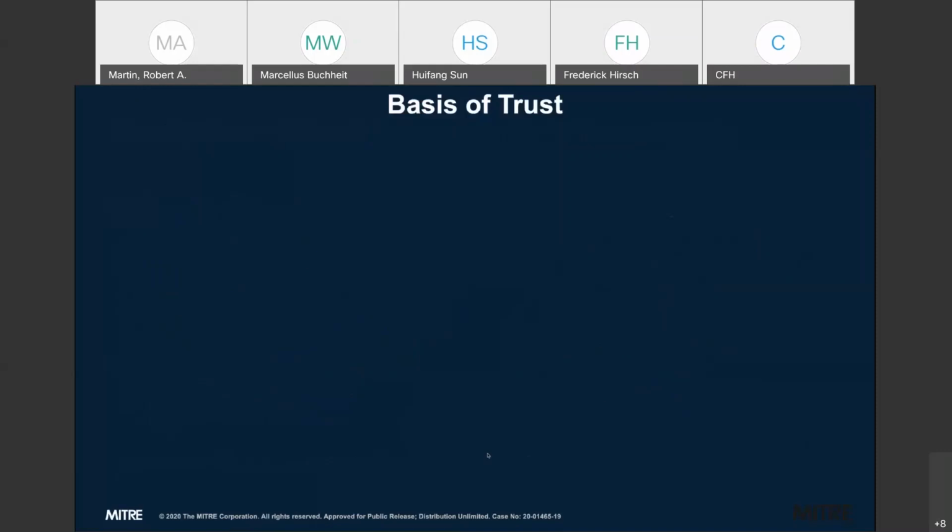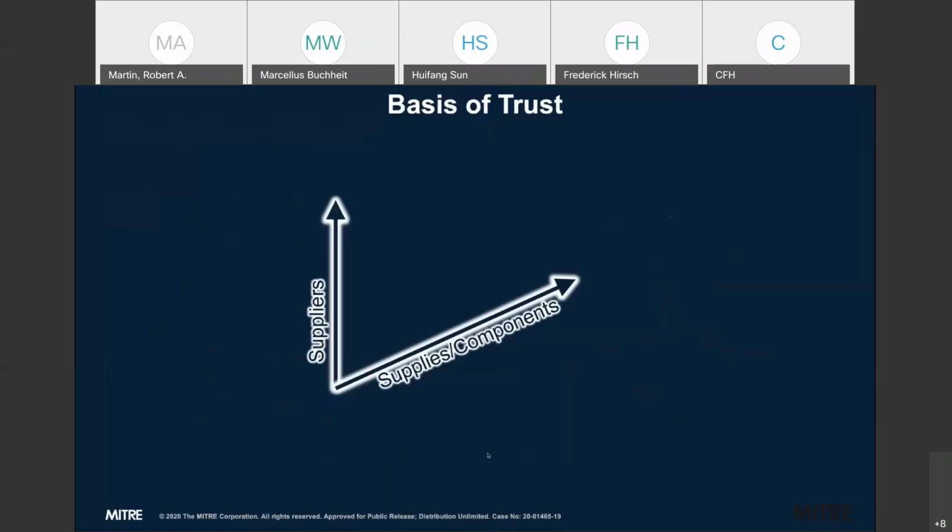And the basis of this work is the idea of trust. And when we talk about it, we talk about it in three ways: trusting the supply, the item, the component, trusting the suppliers of those components, and trusting the services that are offered. So those we call the aspect.